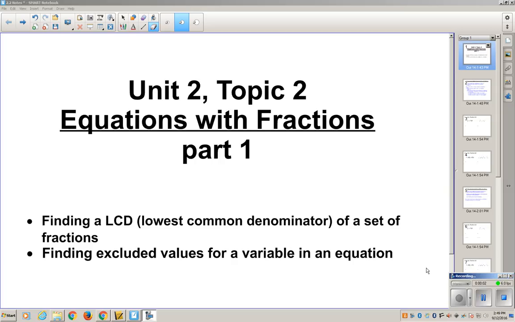Okay, so here we go. Unit 2, Topic 2. We're talking about solving equations with fractions. But before we get into all that, we need to talk about and focus on a couple of things.